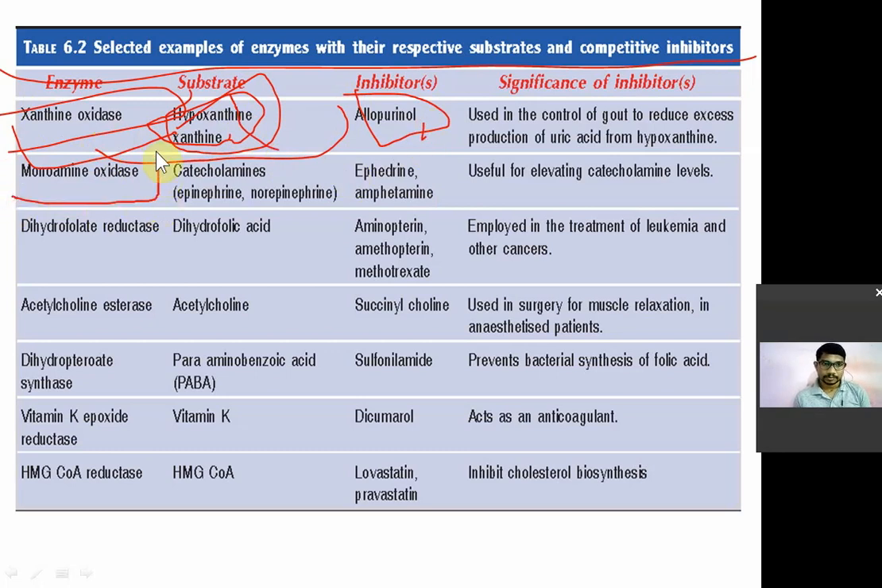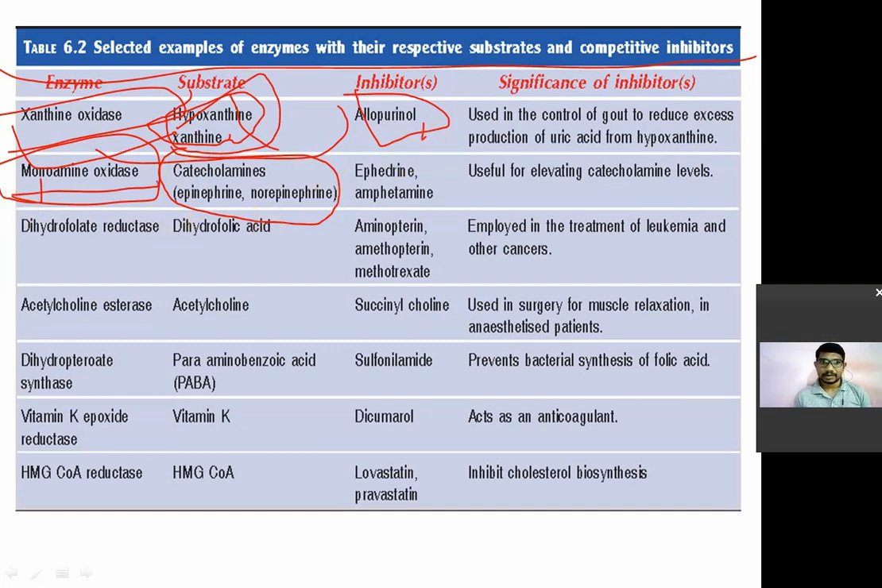Now, another example, monoamine oxidase is the enzyme that metabolizes the biogenic amines, catecholamines. Okay, biogenic amines and catecholamines जैसे epinephrine, norepinephrine, adrenaline, noradrenaline, histamine वगैरह. That is metabolized by monoamine oxidase.